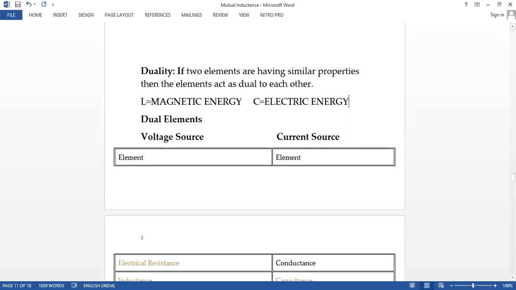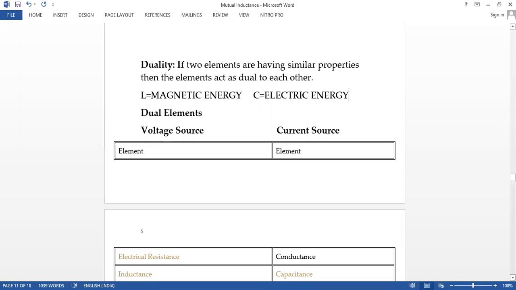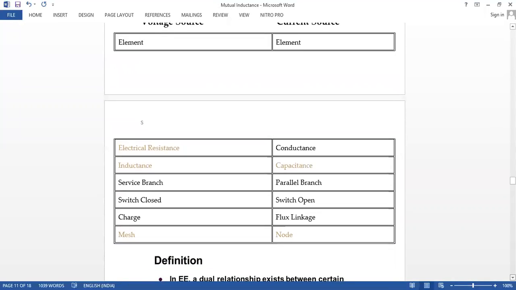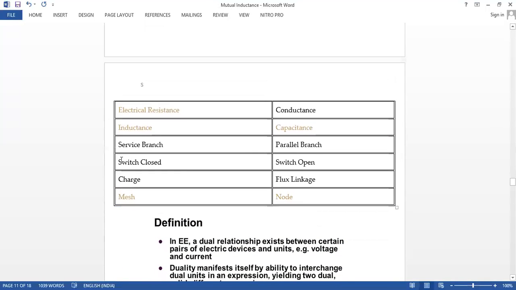For example, I am telling you open. What is the opposite of open? Close. That is, switch is open, switch is closed. Switch closed, what is the dual? Switch open. Similarly, I am writing here series. What is the opposite connection? Parallel. Series, parallel. We have series connection, parallel connection.